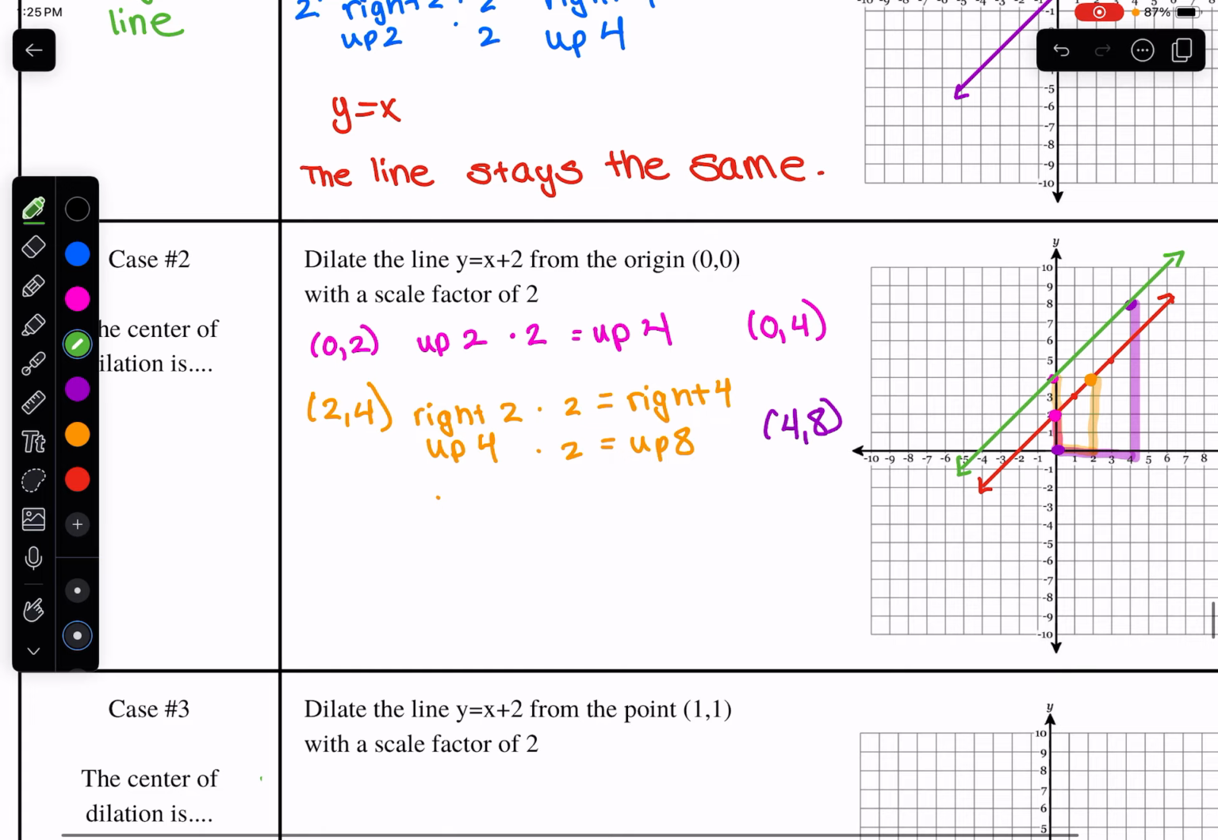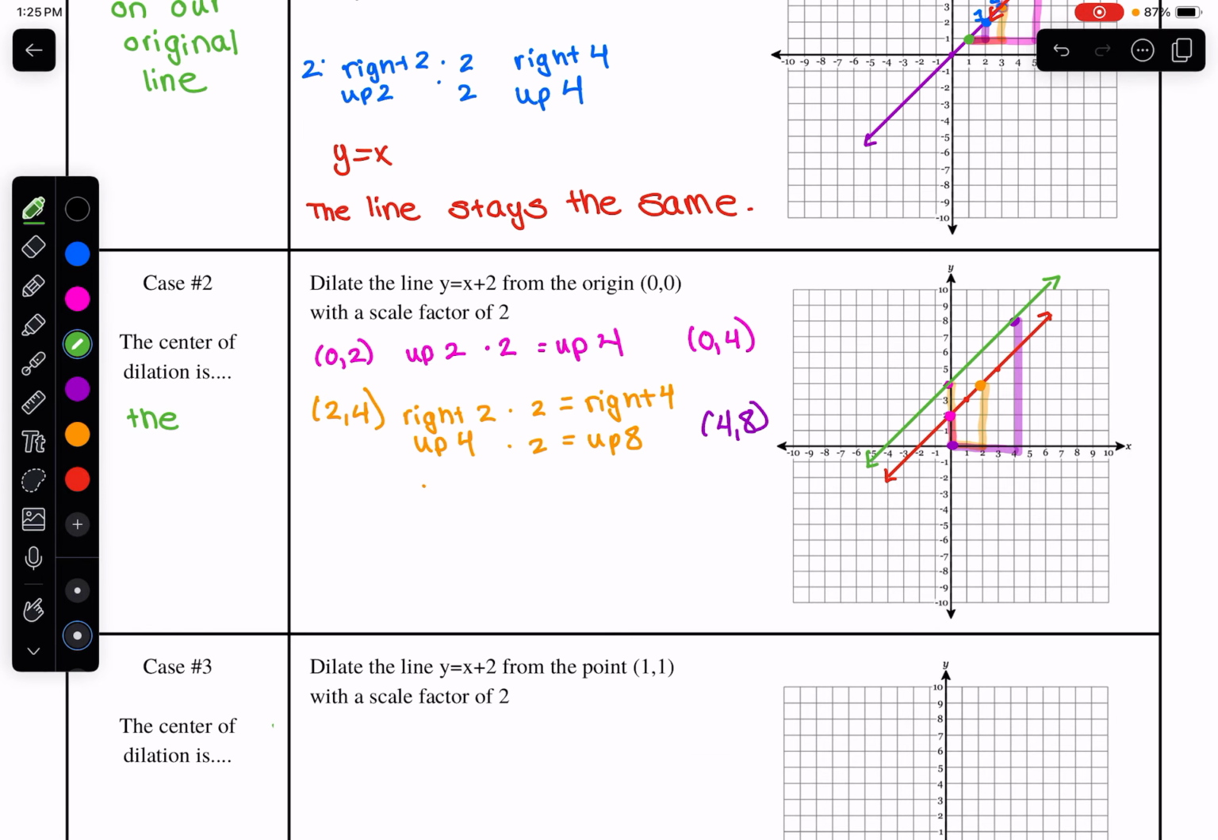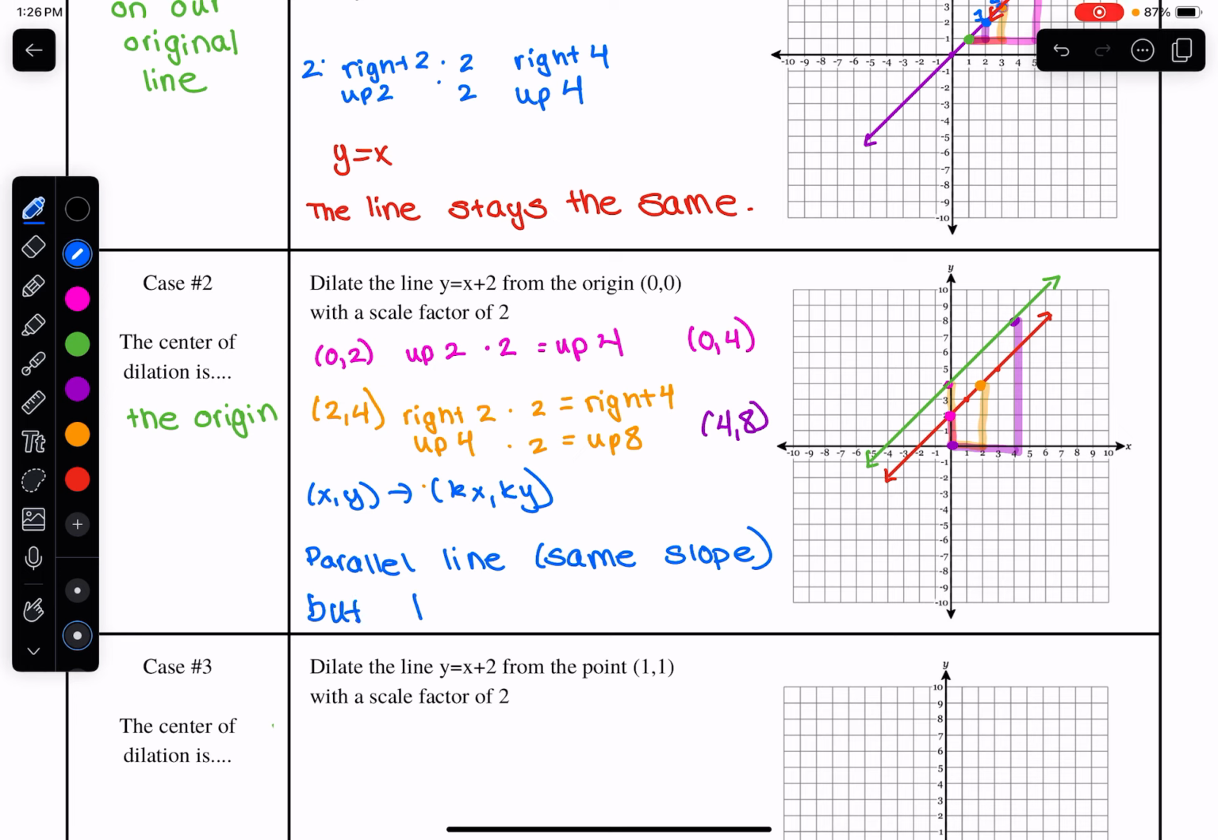Now you should notice a couple of things, right? So this is when we're dealing with the center of dilation being the origin. It's at the point 0, 0, right? If you notice, I started with 0, 2 and got 0, 4. I started with 2, 4, I got 4, 8. The trick here is that when you're starting with the center at the origin, you can just multiply the coordinates of your points on the line by your scale factor. And your resulting line will be a parallel line. So same slope, but different y-intercept, as long as 0, 0 is not on the line.